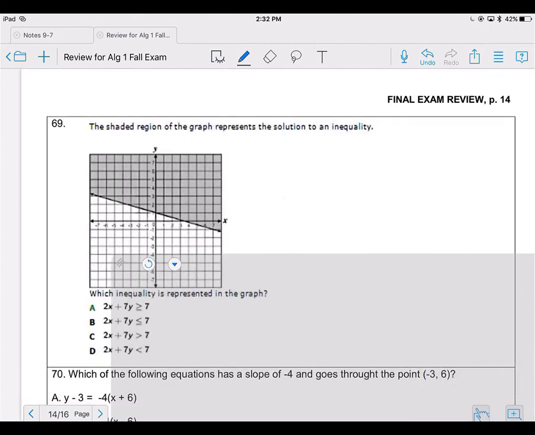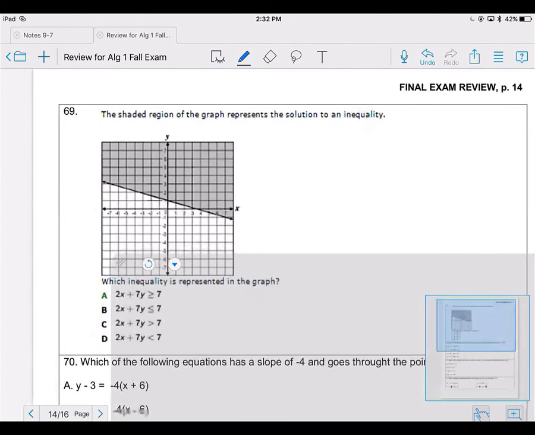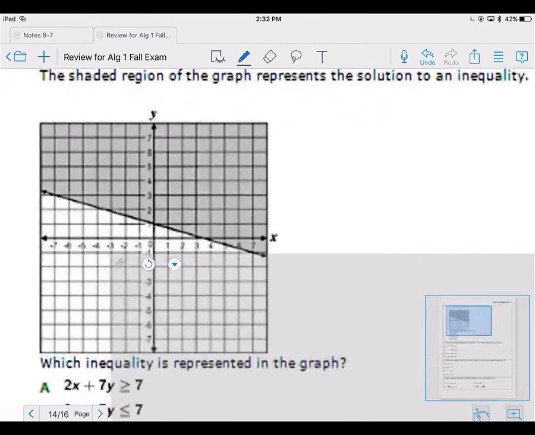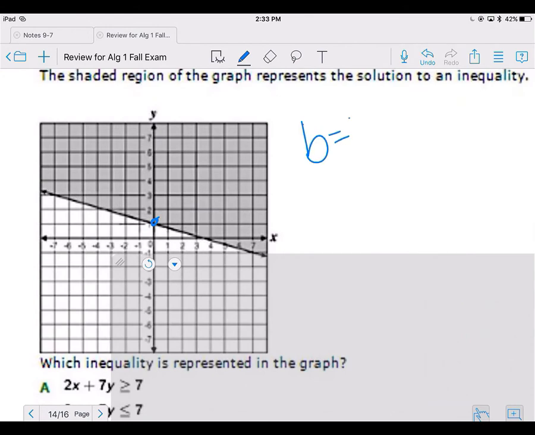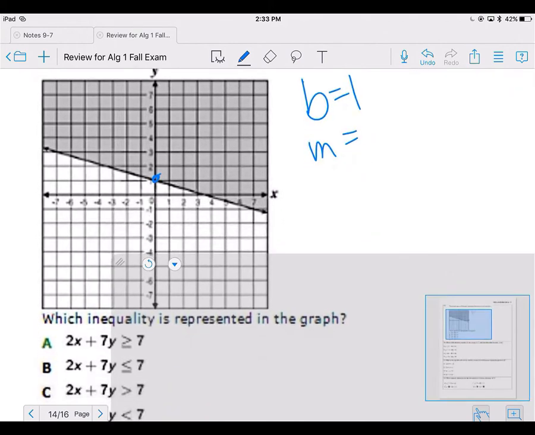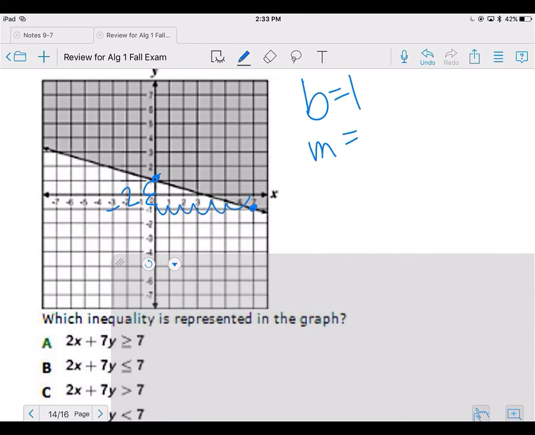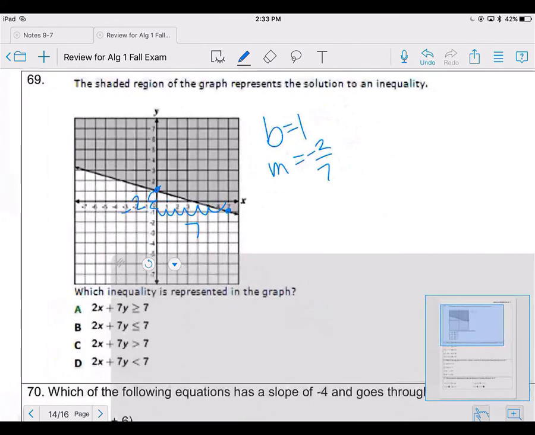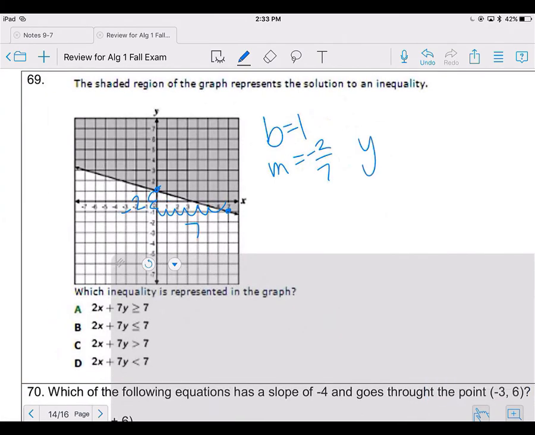69 asks us for the shaded region of the graph, or what inequality represents the graph above. So for this one, I'm going to start at 1. So my b value is 1. My slope, the next time I have a nice even point, is down here. So my slope goes down 2 and to the right 7. So my equation is y is greater than or equal to negative 2/7 x plus 1.